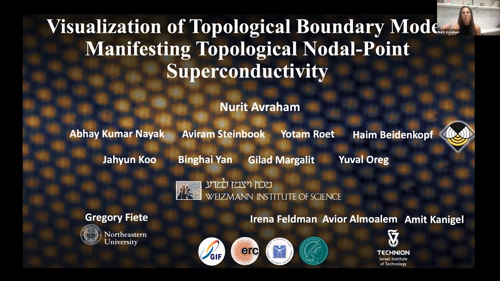So today I'm going to talk about scanning tunneling microscopy measurements we've been doing on the transition metal dichalcogenide 4Hb tantalum disulfide, in which we have seen signatures of topological nodal-point superconductivity on the material surface. In particular, we have seen boundary modes whose properties signify the existence of nodal point topological superconductivity on the surface.